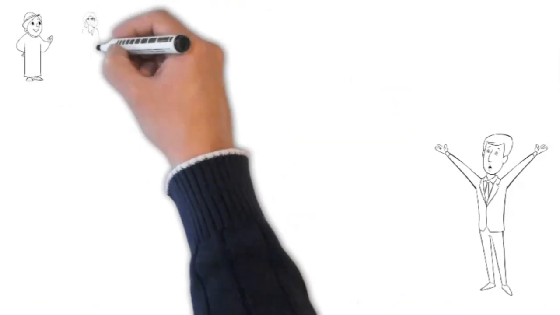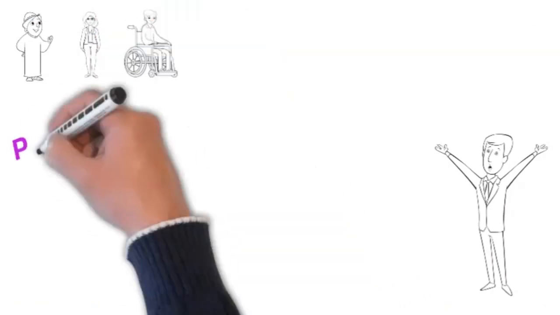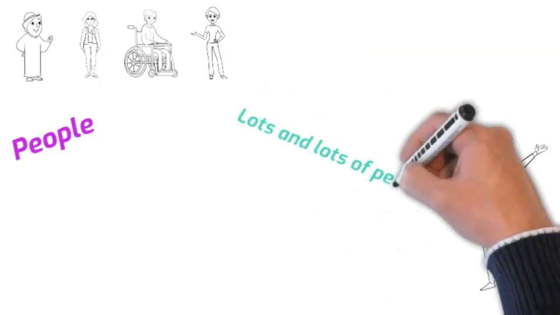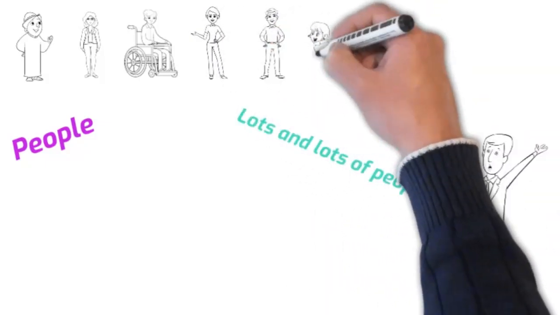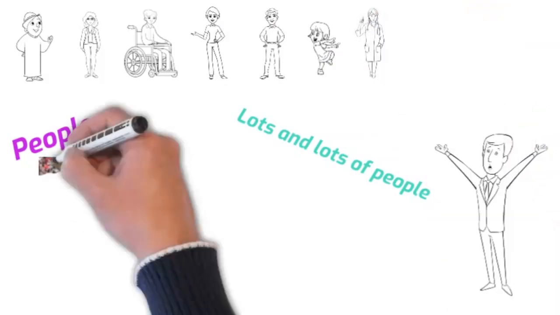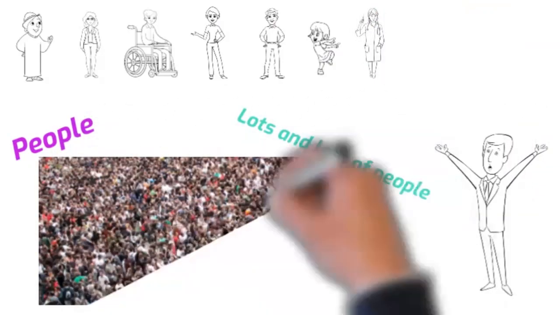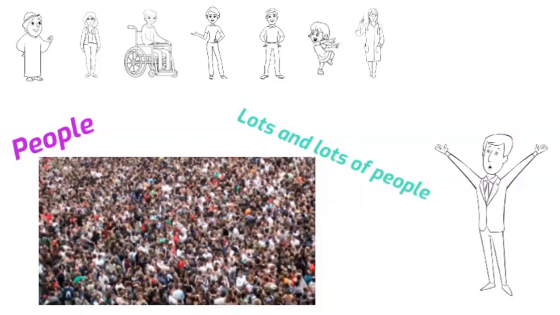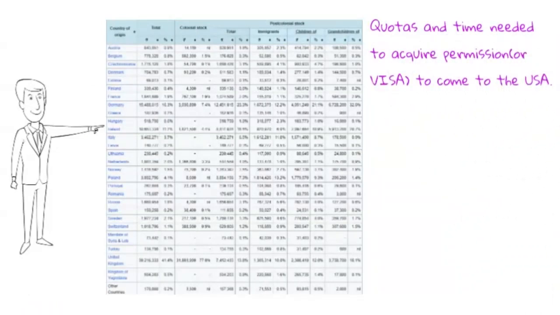So what does this migration have in common? People. Lots and lots of people, all seeking refuge and opportunity. And with them their families, children, parents, grandparents, and babies born while here. So what is different? Quotas, and the time needed to acquire a visa to come to the USA.